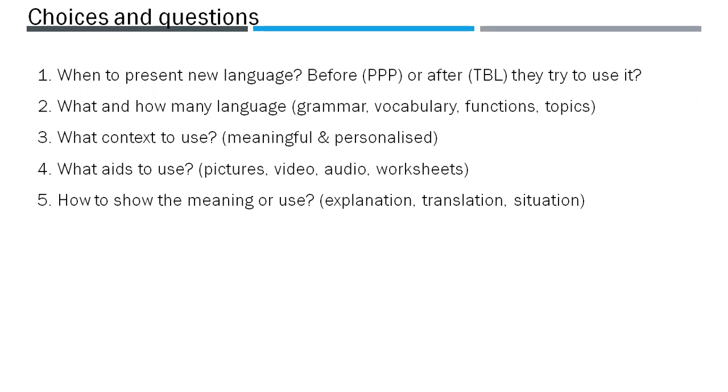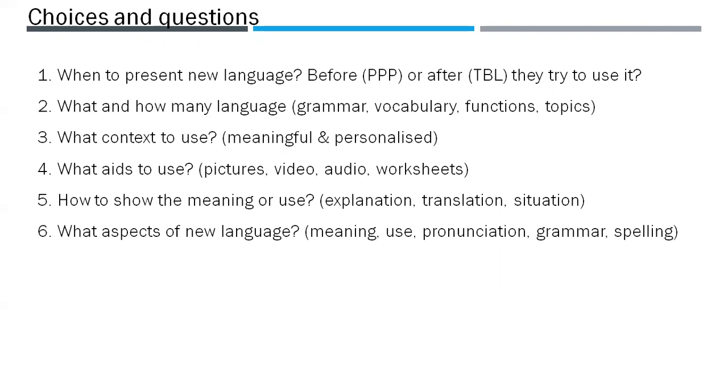How to show the meaning or use of the new language? You can show it through explanation, you can simply translate it, you can present it through a situation as we have seen in my example. What aspects of new language to present? Do you have to include all of the following, both meaning and use and pronunciation and grammar and spelling, or only some of these items?